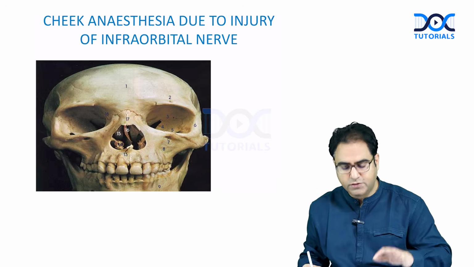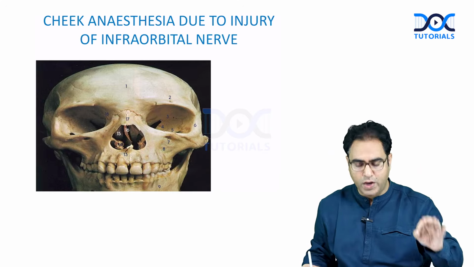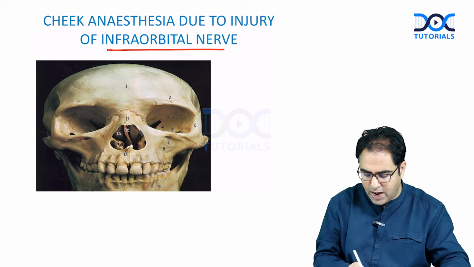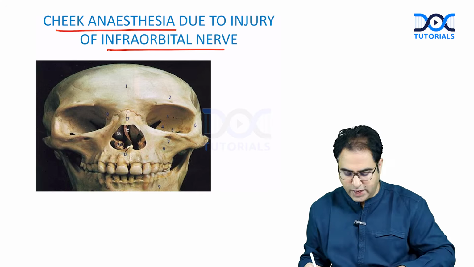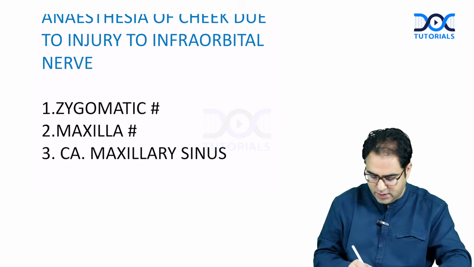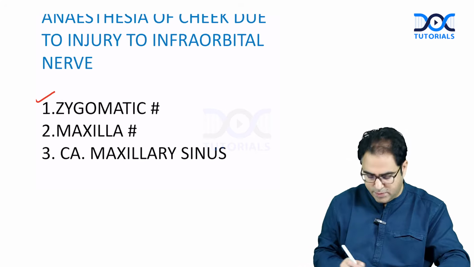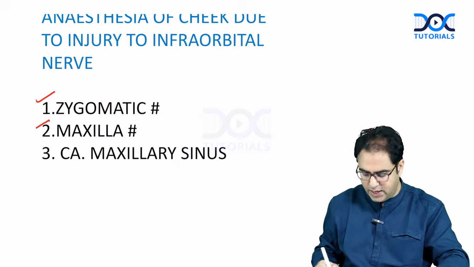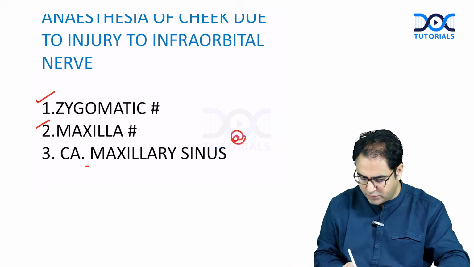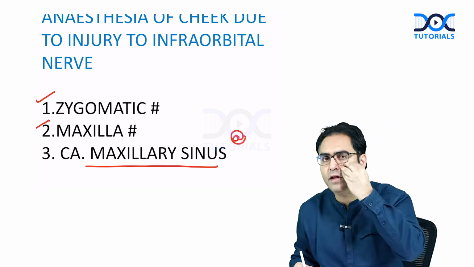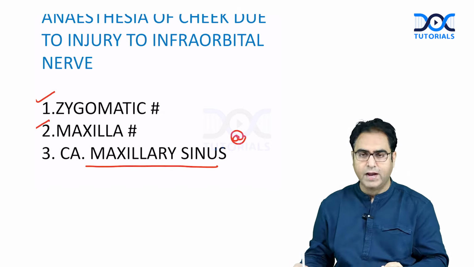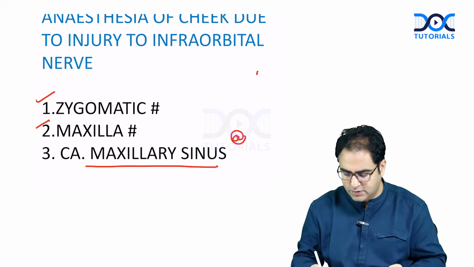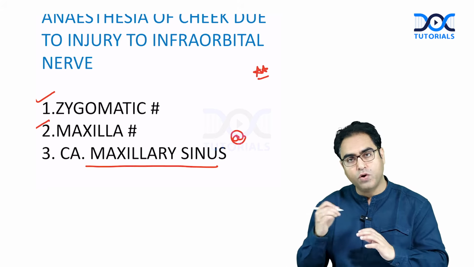Okay. Now, guys, cheek anesthesia due to injury to infraorbital nerve can be asked from you in 3 different clinical scenarios. What are they? Number 1, as you just said, zygomatic fracture. Number 2, maxilla fracture. And number 3, very important, carcinoma of the maxillary sinus. In this area, there is cancer. Definitely, there is a chance of involvement of infraorbital nerve, and the symptom will be cheek anesthesia. This kind of question, they always look forward.